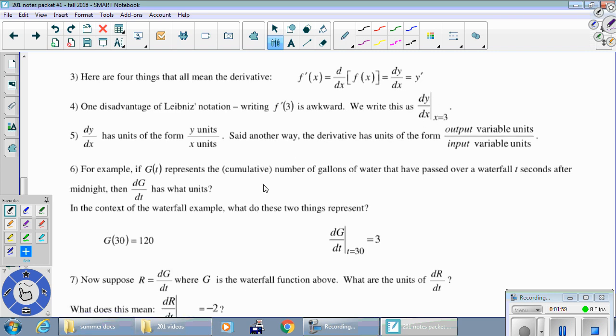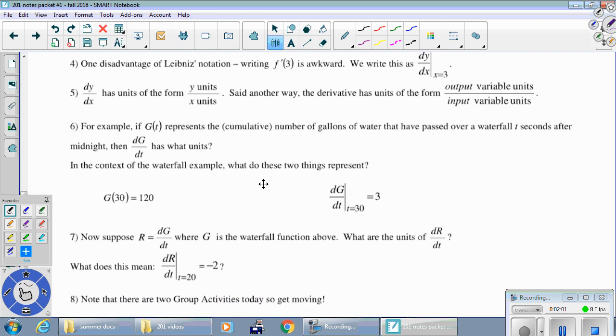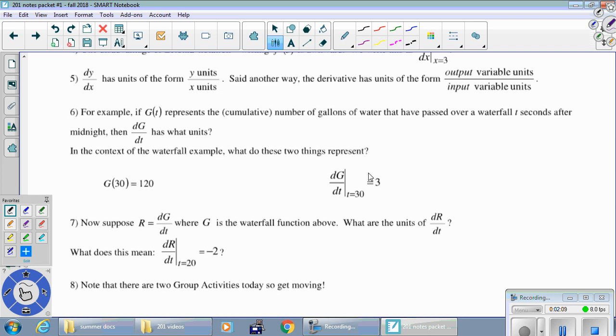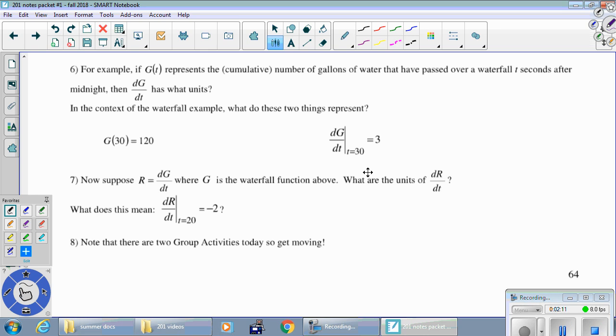Okay, now we're going to talk about interpreting the derivative. So dy dx has units of the form y units over x units. Said another way, the derivative always has units of the form output variable units over input variable units. So number 6, for example, if g of t represents the cumulative number of gallons of water that have passed over a waterfall t seconds after midnight, then dg dt has what units?